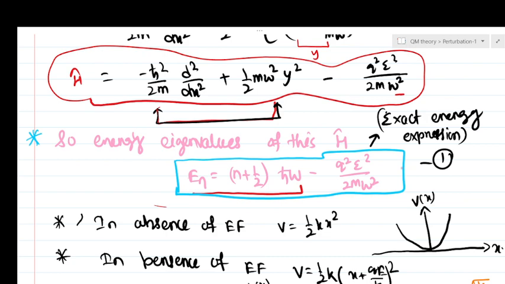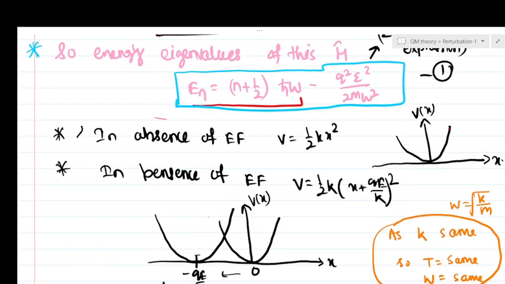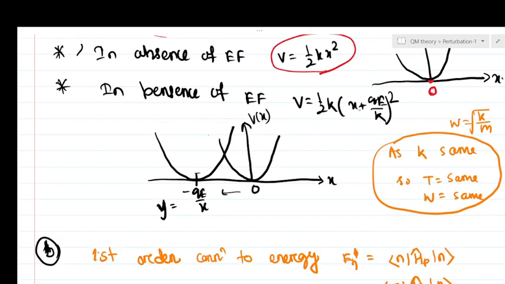Here we are not using any harmonic oscillator a cap plus, a cap dagger things; we are simply deriving it like this. See here that in the absence of an electric field, the potential is half k x square. That means the particle is oscillating about the origin in a parabolic path. But in the presence of an electric field, the potential is perturbed, so x changes to x plus qE by k whole square.